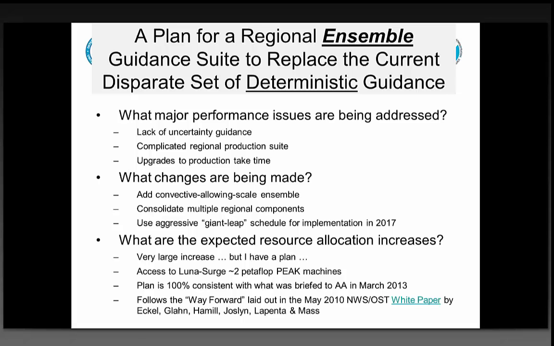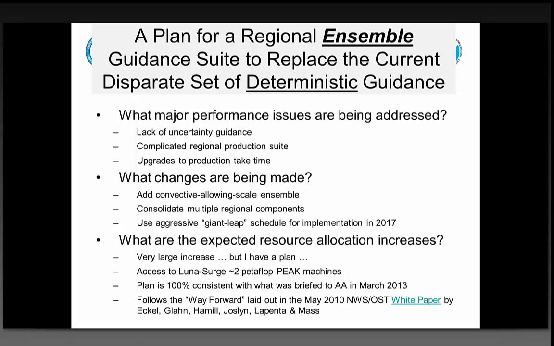So what performance issues are being addressed? Well, there is a lack of uncertainty information guidance in the short range. There's a complicated production suite already in place for the regional. We want to try to simplify that a little bit. Upgrades to production take a lot of time. So as you'll see, my aggressive schedule, my giant leap, is to overcome that.